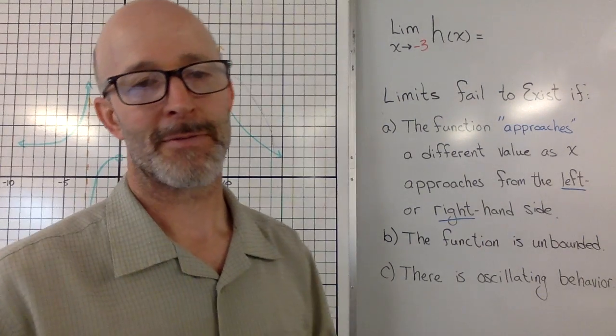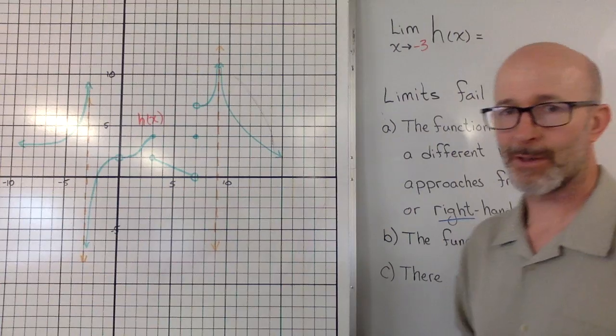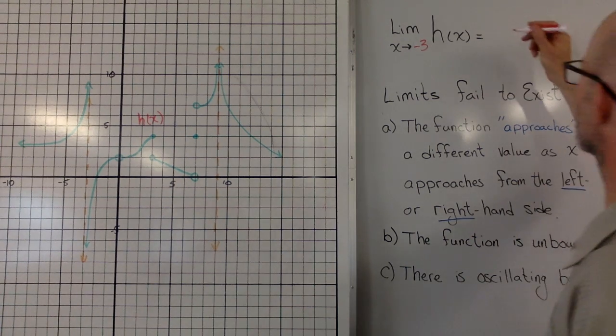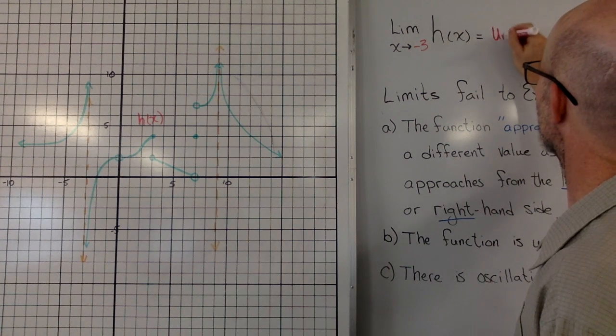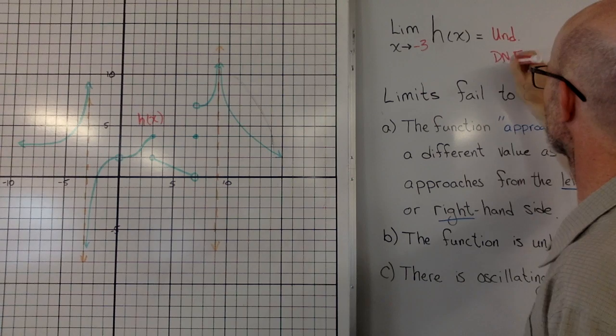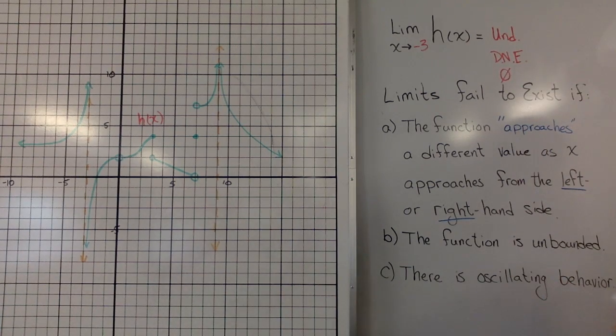And as I come from the right-hand side, -1, -2, -2.5, -2.9, -2.99, that function is moving towards negative infinity. This actually fails in two different ways. The left and right-hand sides do not approach the same value, and this function is unbounded. So I would say that for this one, it is undefined. It does not exist. There is no solution. The set of solutions is the null set.